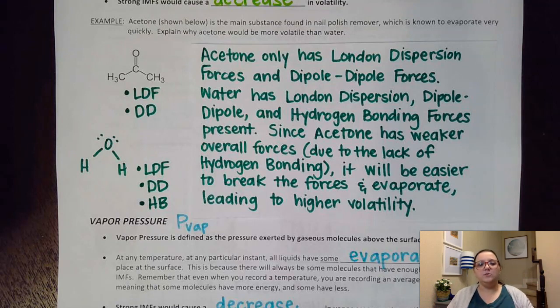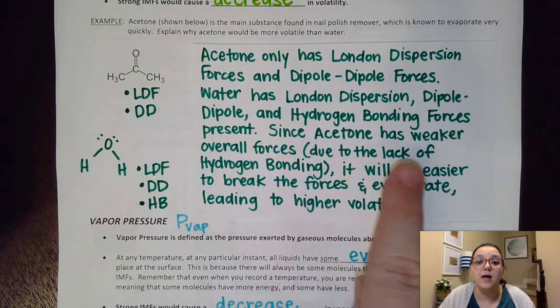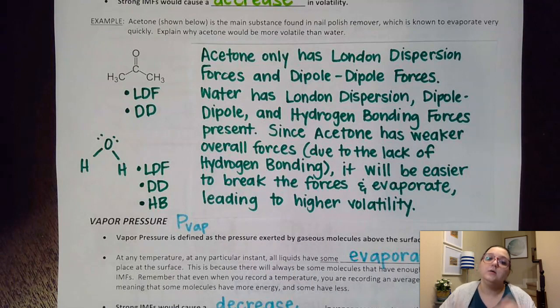So now, after I've listed them off, I want to tie this back to strength of forces so I can argue the point of the question, the point that acetone is more volatile than water, which means it evaporates more easily. So looking at acetone, it says since acetone has weaker overall forces due to the lack of hydrogen bonding, it's going to be easier to break those forces and evaporate. And if it's easier to evaporate, that would lead to a higher volatility.